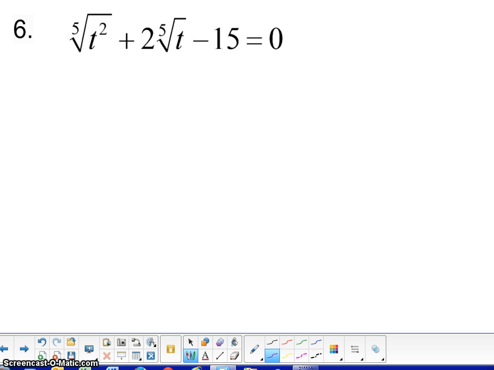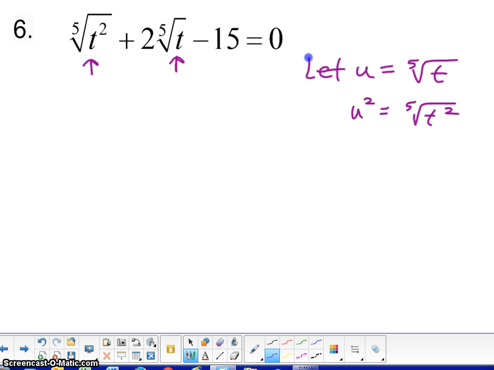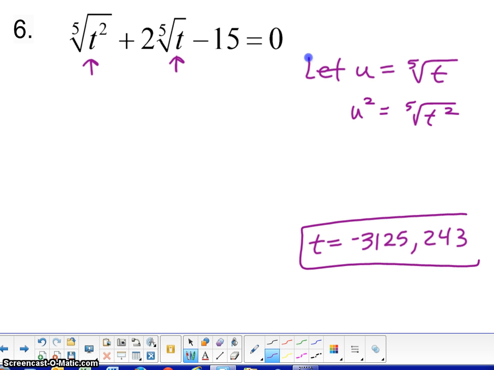And then finally, we have another type of problem where let u equal 5th root of t. See that right there? And then u squared, if I squared both, it would be the 5th root of t squared. Okay, and by substituting it in, you know what to do next. And I want you to finish all this for class. See if you can get negative 3,125 and 243 as your values of t. All right, good luck, and that concludes today's lesson.